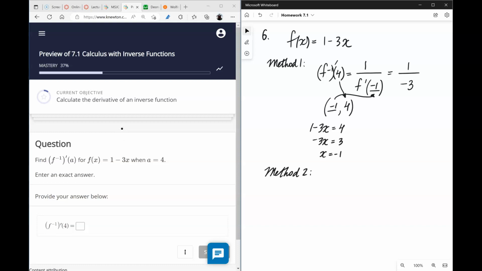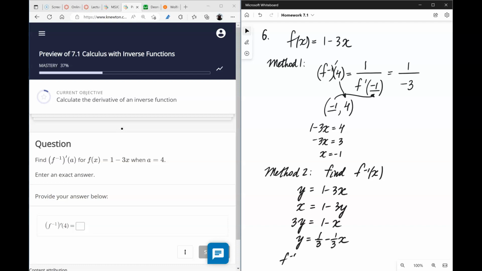So method 2 will be to find f inverse of x first. Right? So we're going to completely ignore the relation and we're just going to pretend like it's not there. And we're going to find the inverse. And how do we find the inverse? We swap x and y. We're going to isolate y. And this is our inverse.